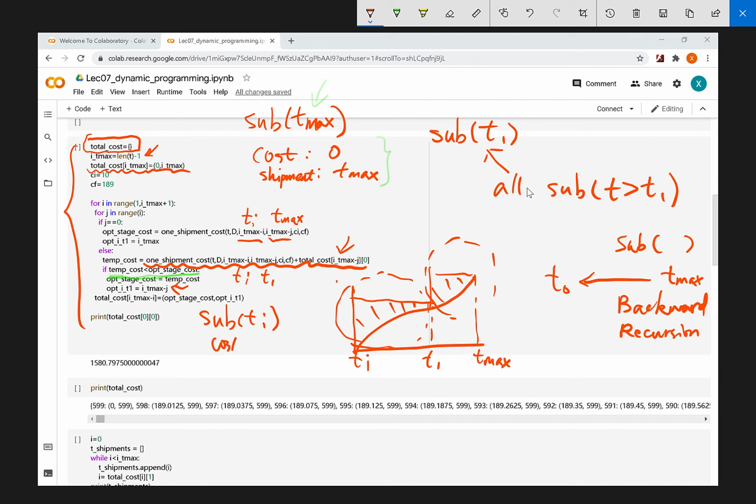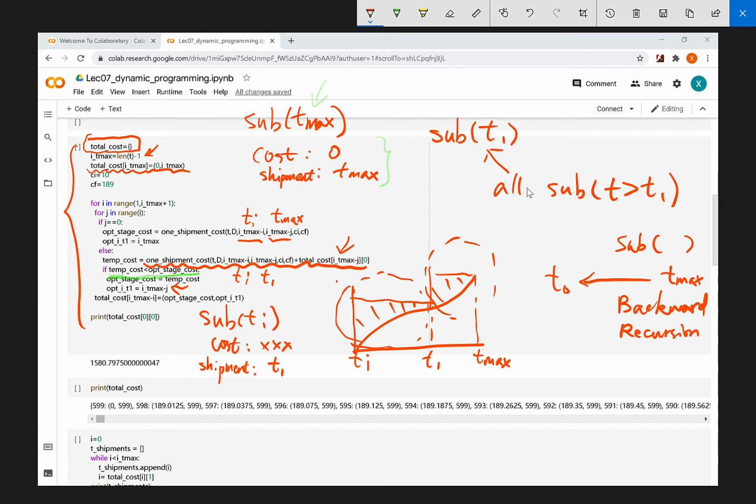We store this value for subproblem ti. We store the cost, which is the value we get from the enumeration, the minimum one. And also we store the optimum shipment time t1 that achieves this minimum cost.